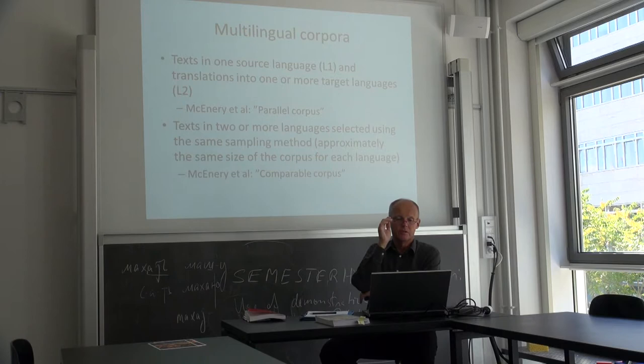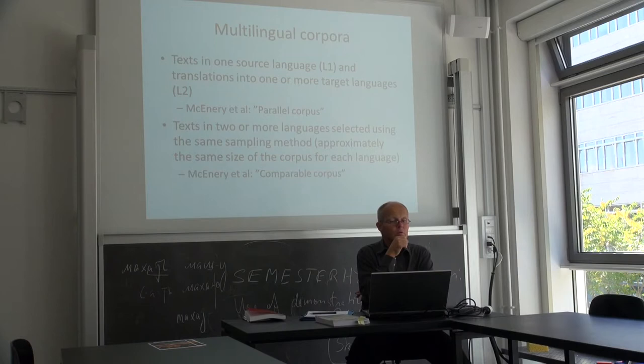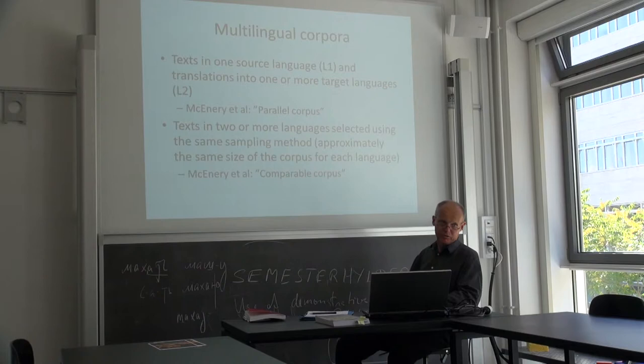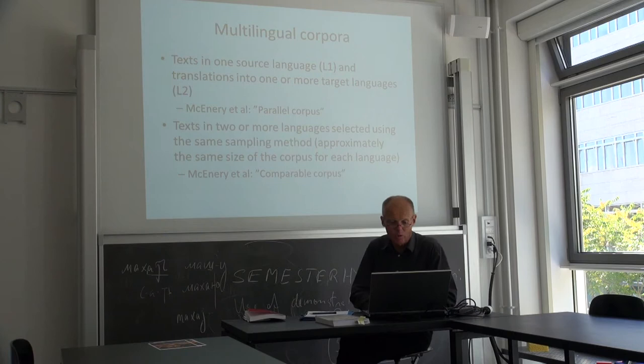There are two basic types of multilingual corpora. One is a corpus including texts in one language, the source language, and translations into one or more target languages. That's actually what I established manually in my first project, or one of my first projects. This type is called a parallel corpus by McEnery. But in other sources and by other authors, parallel corpora is a broader term covering multilingual corpora in general.